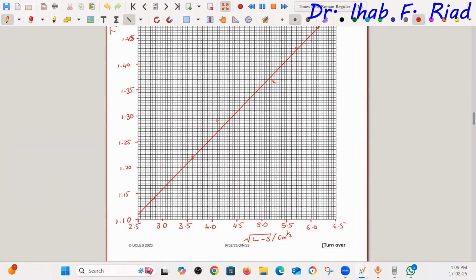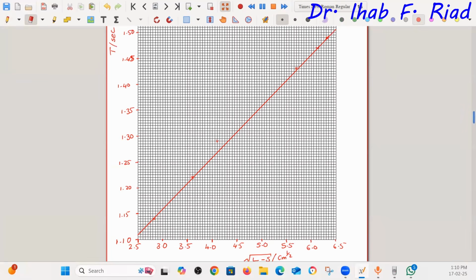They don't have to be very far away, okay? Far away means that you have done a careless job. But if they are close enough, then it is fine. I need to do what? My line needs to pass as many points as possible. Okay?